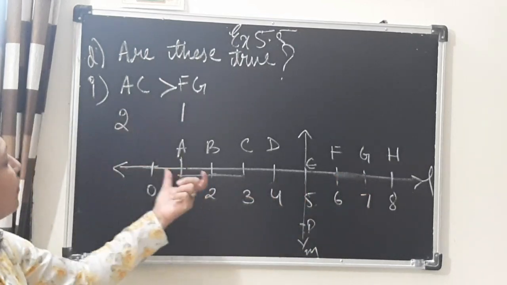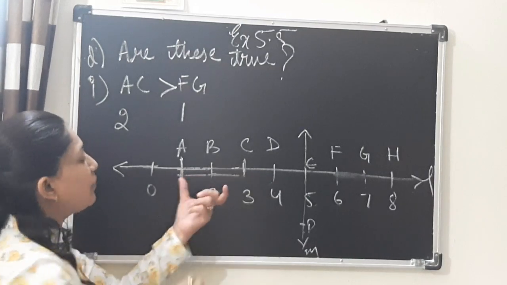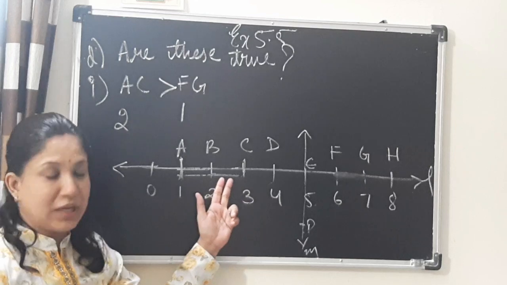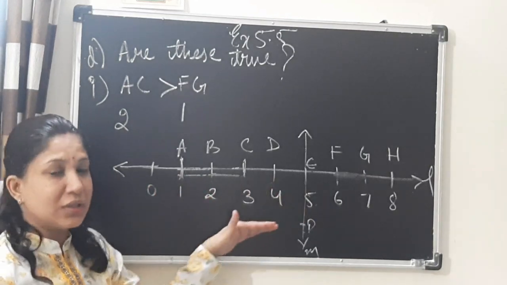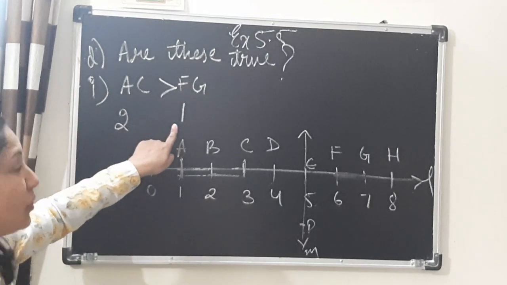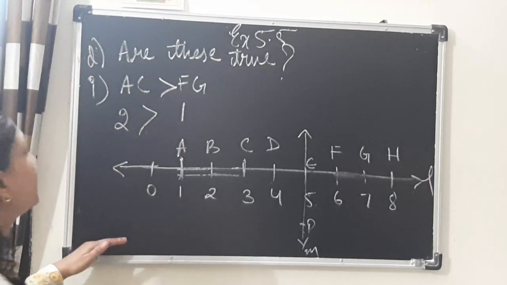And here when we talk about AC, so AC is made by 2 line segments, AB plus BC, or we can take it as units also because they are in equal portions, correct? So here we see it is 2 units and this is 1 unit. So is it greater? So your answer will be yes, it is greater.